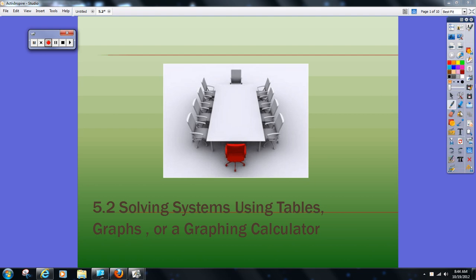Okay, these are your notes for section 5.2. Today we're going to start looking at systems of equations, and today we're going to solve them using tables, graphs, or a graphing calculator. Good stuff.